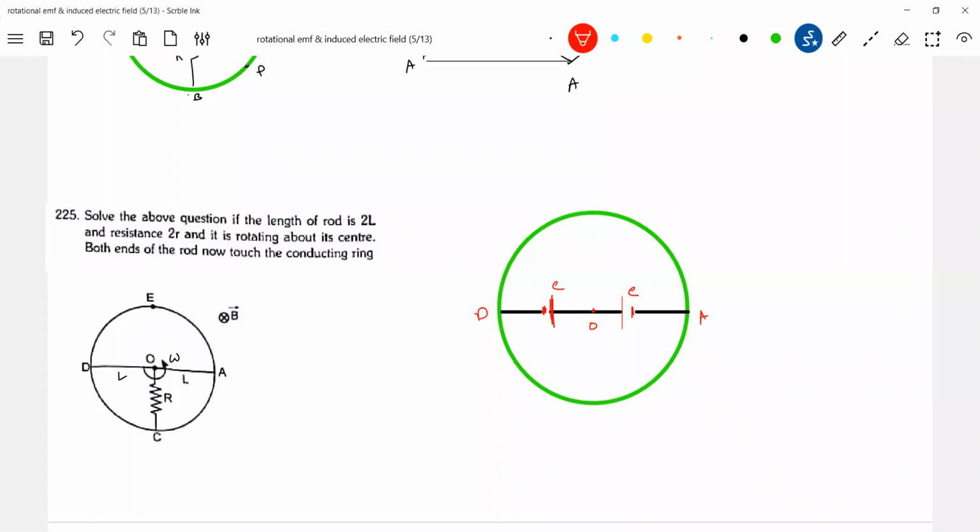O, A, D, we have a resistor R here. So B is into the plane, and the angular velocity of the rod is like this. So B, velocity, and similarly come for this, B and tangential. Therefore the ends D and A will be negative. Both the rods will have the same EMF. So write EOA and EOD. What about the magnitude? EOA equal to EOD should be equal to B omega L square by 2.